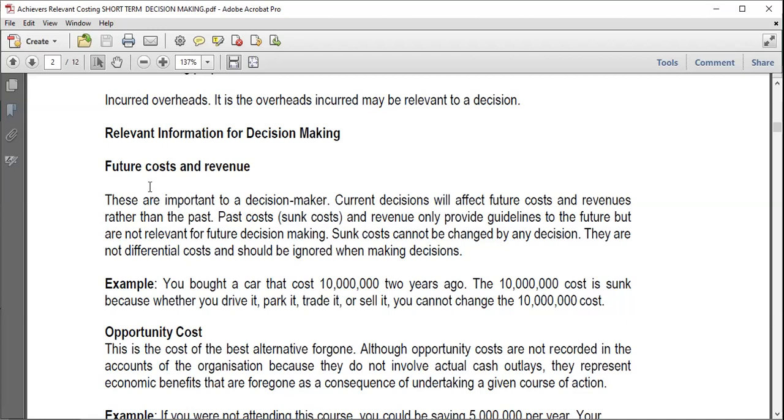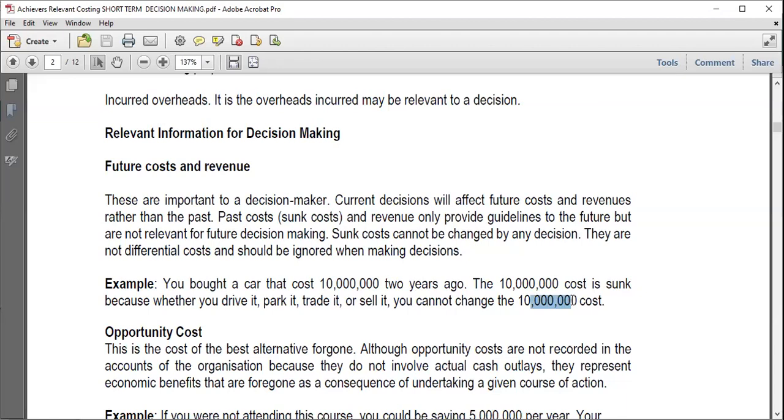So it's very important for us to have that in mind. So there's an example here. You bought a car at a cost of 10 million 2 years ago. Now, the 10 million is sunk. It's a previous cost, because whether you drive it, park it, trade it, sell it, you cannot change the 10 million cost. You get it?